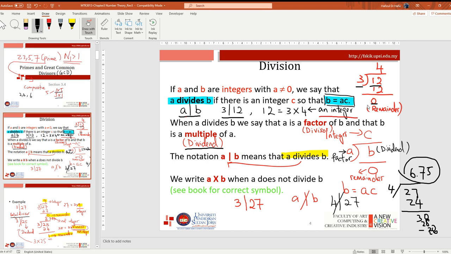Okay, and then please bear in mind for the factors A, C, and B, we can look for the remainder. The remainder must be 0. And then, can 4 be divided by 27? The answer is no, because this one is not an integer. This one is a real number. Okay.